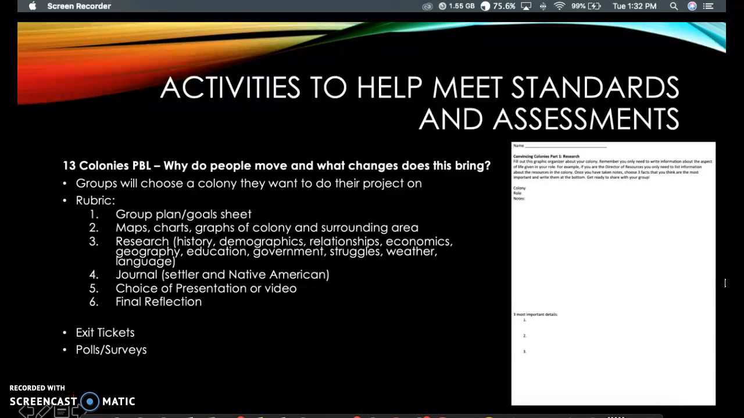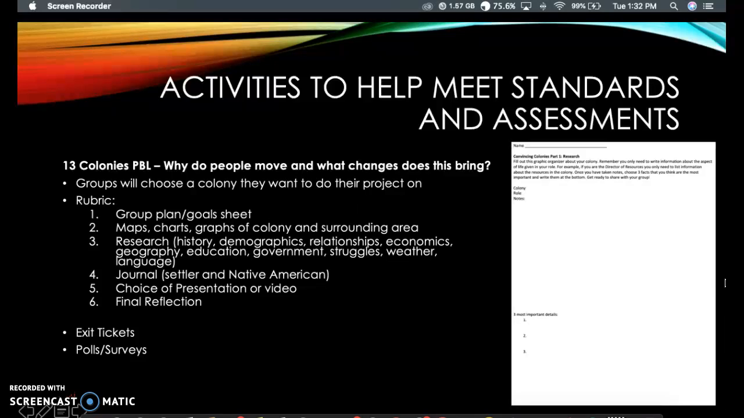They'll also have to construct research. The research can include history, demographics, and the relationships that the settlers had with indigenous groups, whether good or bad. It can also include economics, geography, education, government, struggles, weather, language, etc. To help the students gather and organize information, we give them a research sheet like this, so they can determine who is responsible for researching what. This can also be used in the rubric to grade that they researched properly.